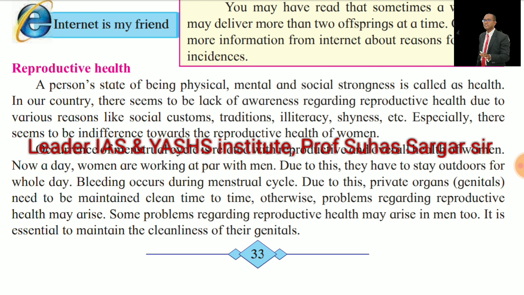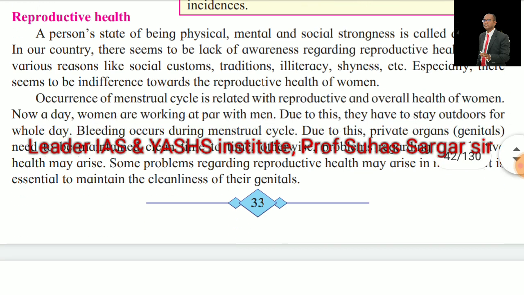The occurrence of the menstrual cycle is related to the reproductive and overall health of the woman. Nowadays, women are working at par with men. Due to this, they have to stay outdoors the whole day. Bleeding occurs during the menstrual cycle. Due to this, the private organs, that is the genitals, need to be kept clean from time to time. Otherwise, problems regarding reproductive health may arise. Some problems regarding reproductive health may arise in men too. It is essential to maintain the cleanliness of their genitals.